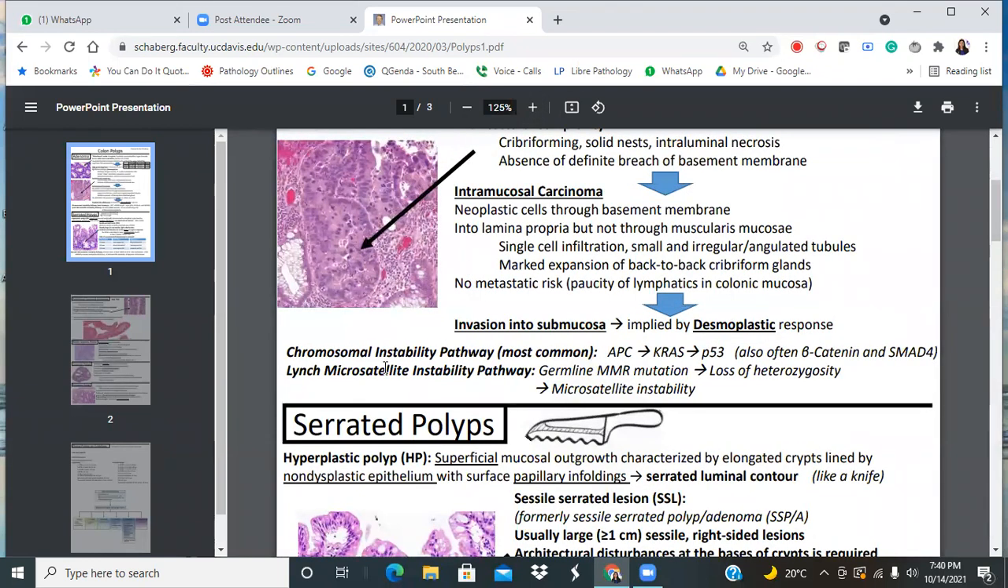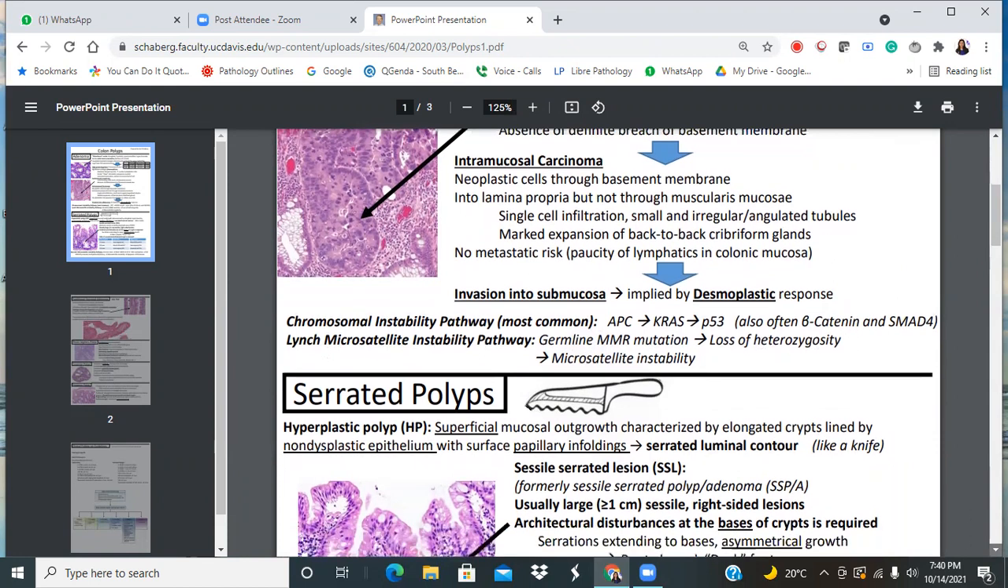Chromosomal instability pathway, most common. So APC, then KRAS, then P53, and also often beta-catenin and SMAD4. Lynch microsatellite instability pathway: there will be germline MMR mutation, loss of heterozygosity, and MSI.